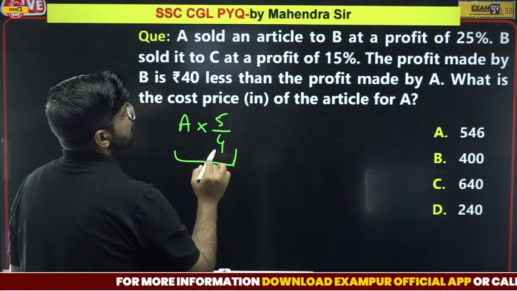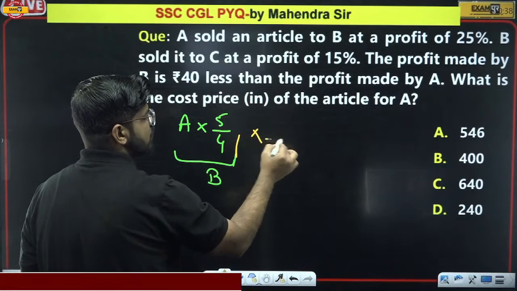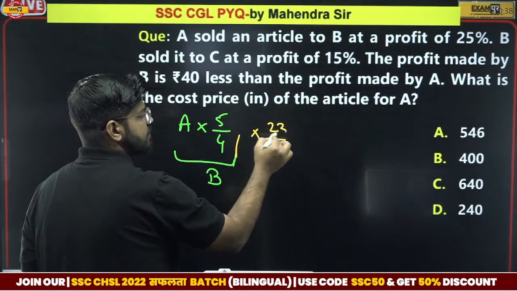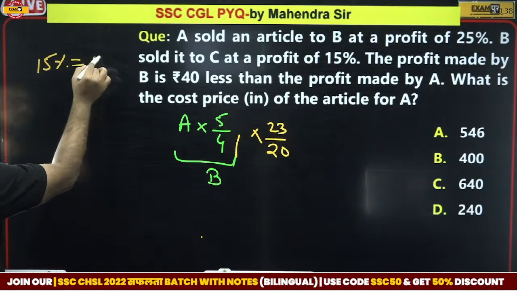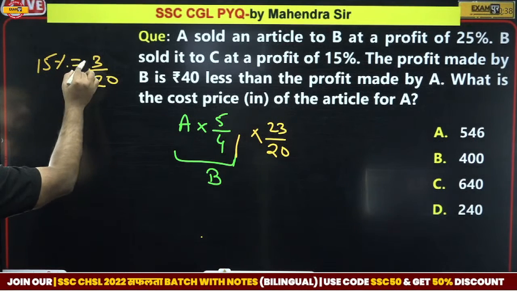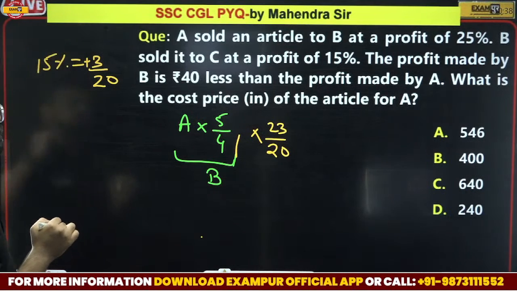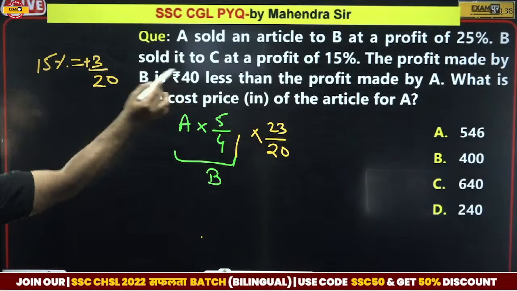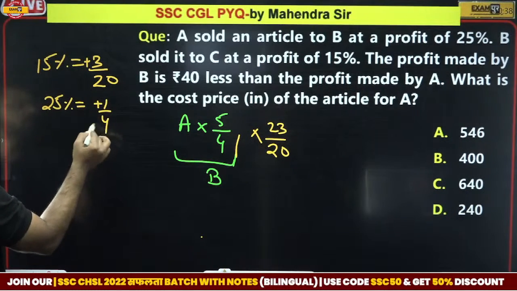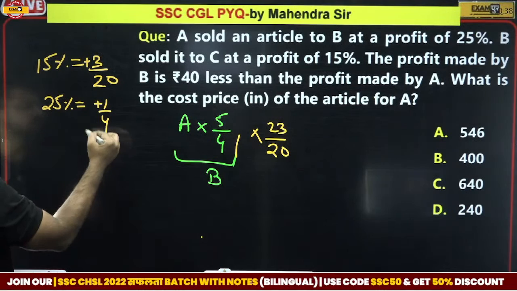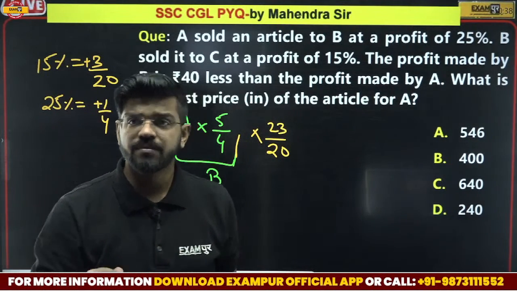Now B sold it at a 15% profit. That means B sold it at 23 by 20. You know that 15% means 3 by 20. That means 3 by 20 is my profit, so it is sold at 20 plus 3. And also, 25% is plus 1 by 4. So if the price is 4, we will get 1 profit. We will sell it at 5 by 4.